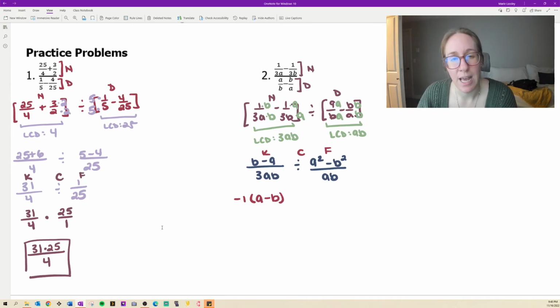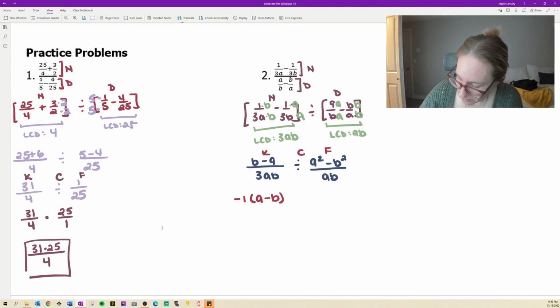The reason why I did that and I wanted a to come first with the minus in between is because I see that I have a squared minus b squared. That's the difference of perfect squares, and so that's also going to factor. And since that term has the a out front, I want the a minus b or b minus a to have the a out front as well, because then we're going to get some stuff that simplifies. All right, so this is all over 3a times b.